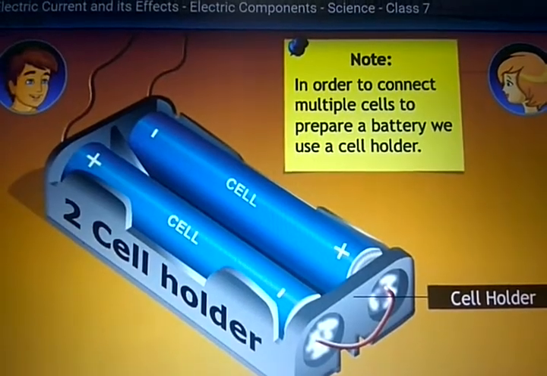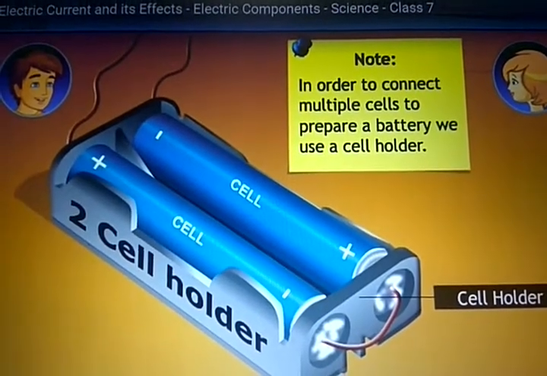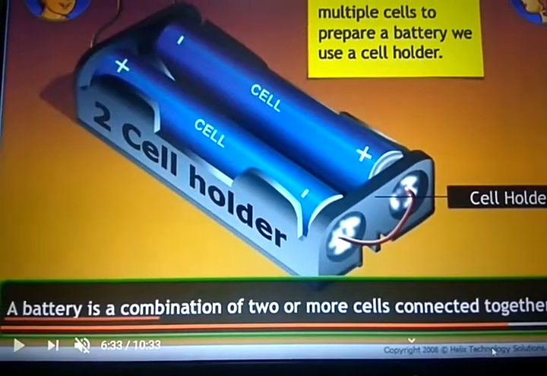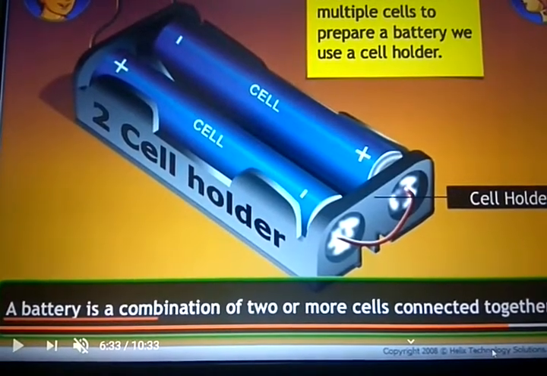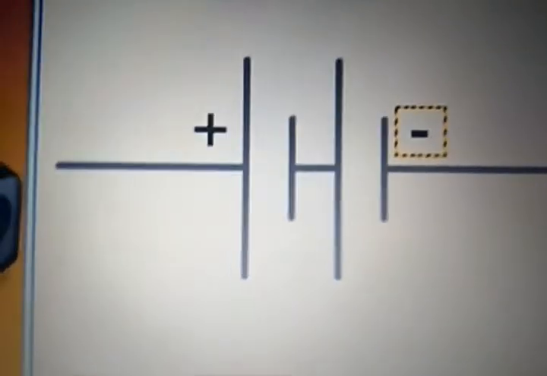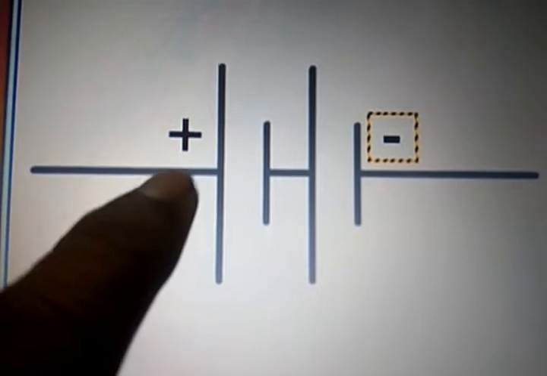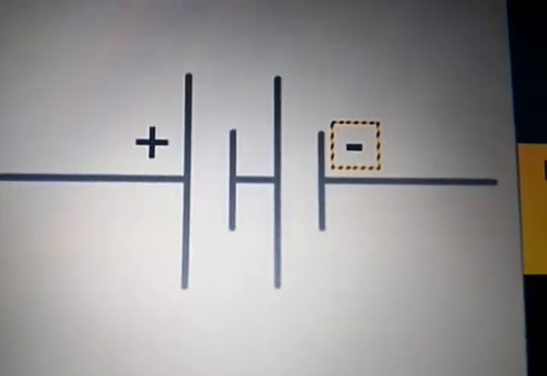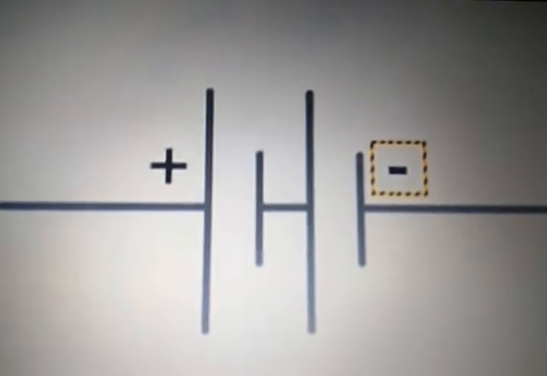So this becomes a battery, right? When you use more than two cells, it becomes battery. So dear students, a battery is a combination of two or more cells connected together. Here you can see that plus, minus, plus, minus. This is the correct connection of battery.